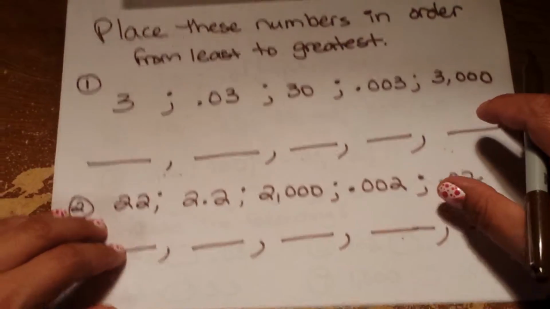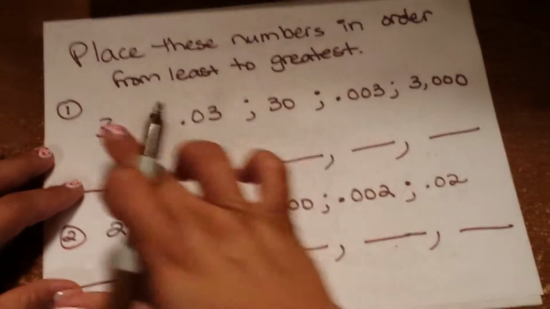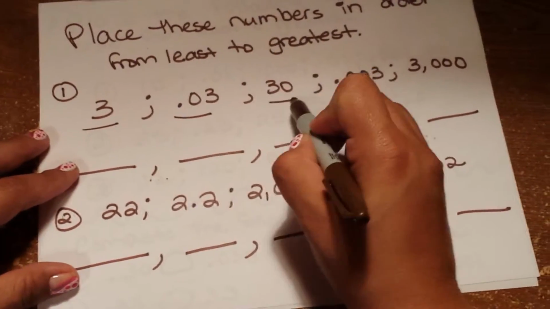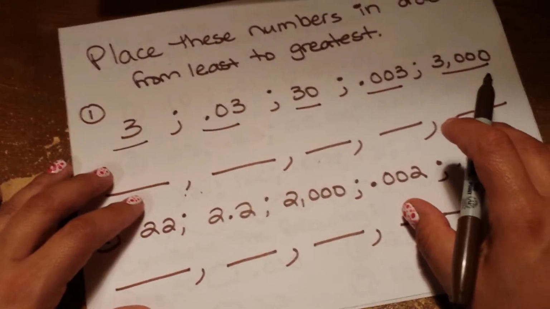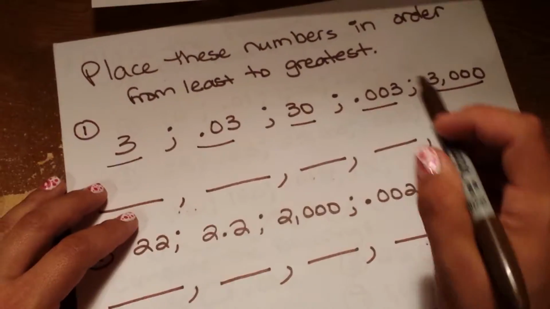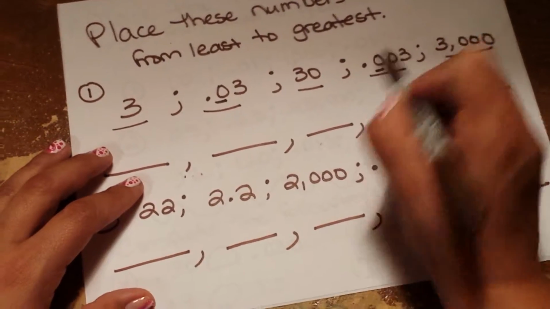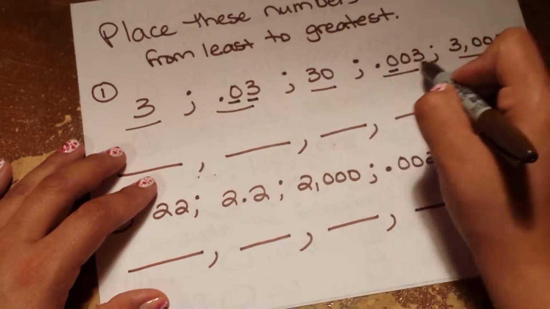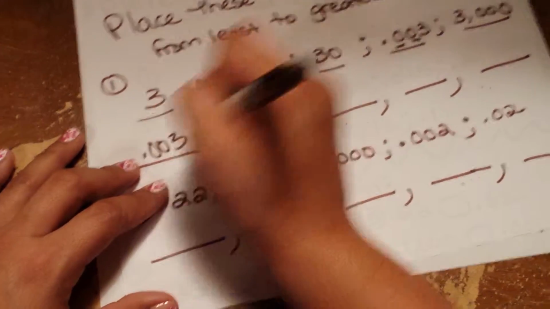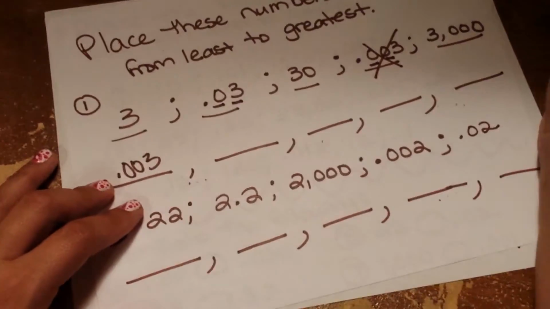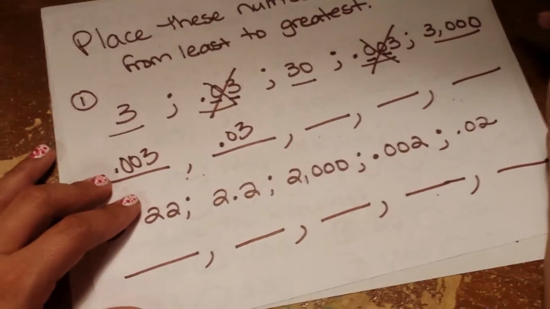Now we're going to be placing some numbers in order from least to greatest. Okay? So looking at these 5 numbers, which one is going to be my smallest? We know a decimal is going to be the smallest. So let's do our place values after the decimal. They both have zeros. This one has a 3. This one has a 0. So this one is going to be my smallest number. Cross it out as you use it. Next decimal is going to be 0.03. Cross it out as I use it.